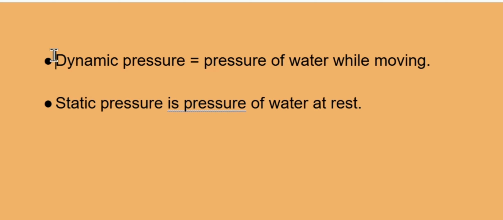The opposite of dynamic pressure, the other important pressure measurement, is static pressure. Static is the opposite of dynamic. So if dynamic means moving, static means staying still. Static pressure is the pressure of water at rest. If we're talking about pressure in the pipes as the water's flowing, that's dynamic pressure. If you're talking about water in the cistern, let's say, or the pipes when the tap is turned off and the water's not moving, that is static pressure.